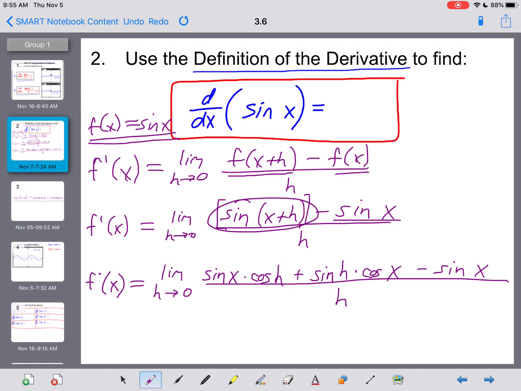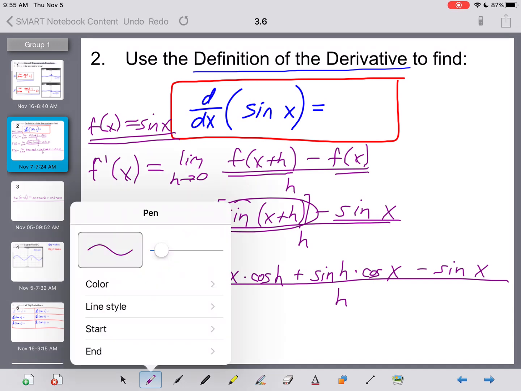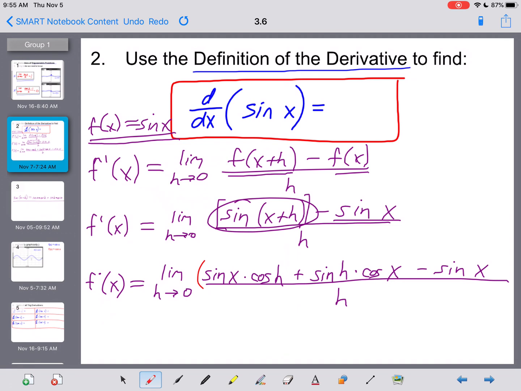All right, guys, what I want you to notice is that your numerator contains 3 distinct terms. I'm going to put them all in red parentheses. The first term, sine of x times cosine of h. The second term, sine of h times cosine of x. And the third term is this sine of x at the end. Out of those 3 terms, 2 of them contain a common factor of sine of x. This one and this one.